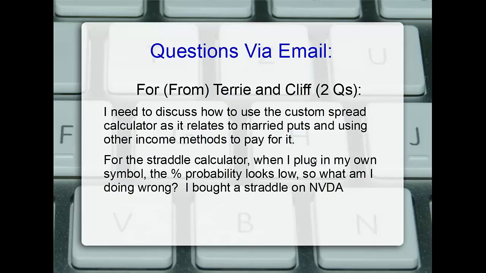The second question is for the Straddle calculator. When I plug in my own symbol, the percent probability looks low, so what am I doing wrong? I bought a Straddle on NVIDIA. The short answer to the second question is nothing, but we'll discuss why.